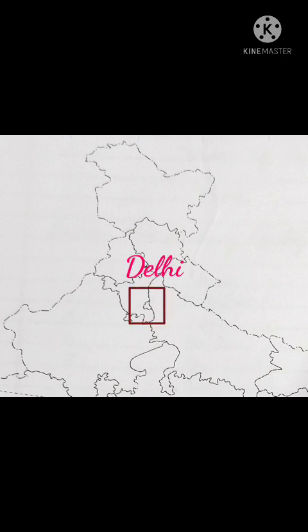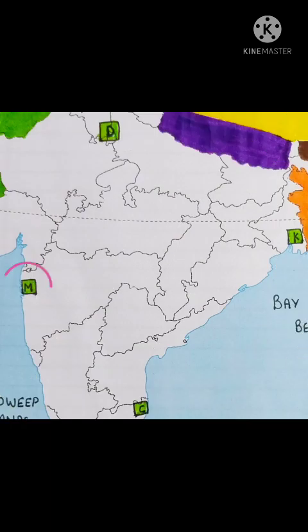Children, it may seem a small point on the map, but it is a very vast city of our country. The next metropolitan city is Mumbai, which is known as financial capital of India, and I have marked it with its initial letter M. On the map, we mark it at the left corner of Maharashtra. Students, you have to be very particular while marking these metro cities, because if it is not marked on the exact place, you will lose your marks.